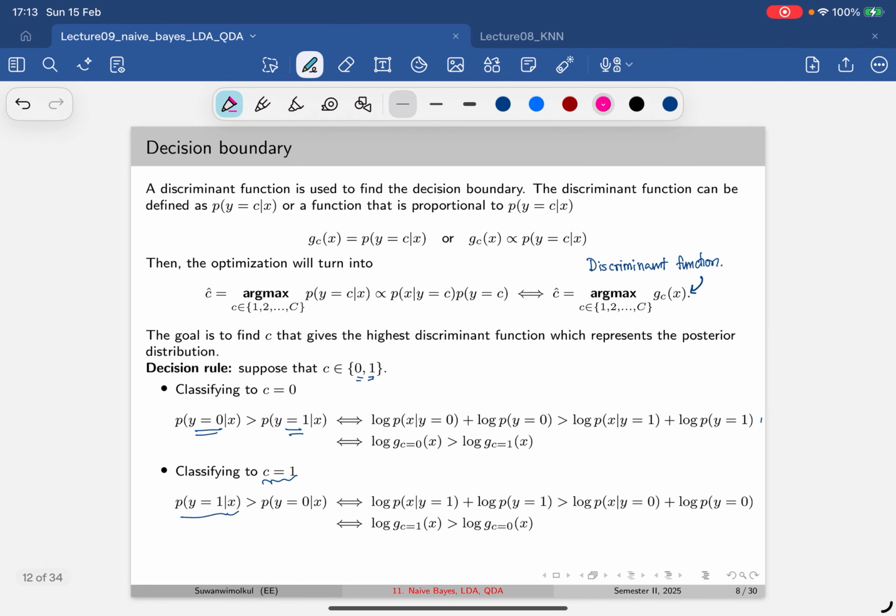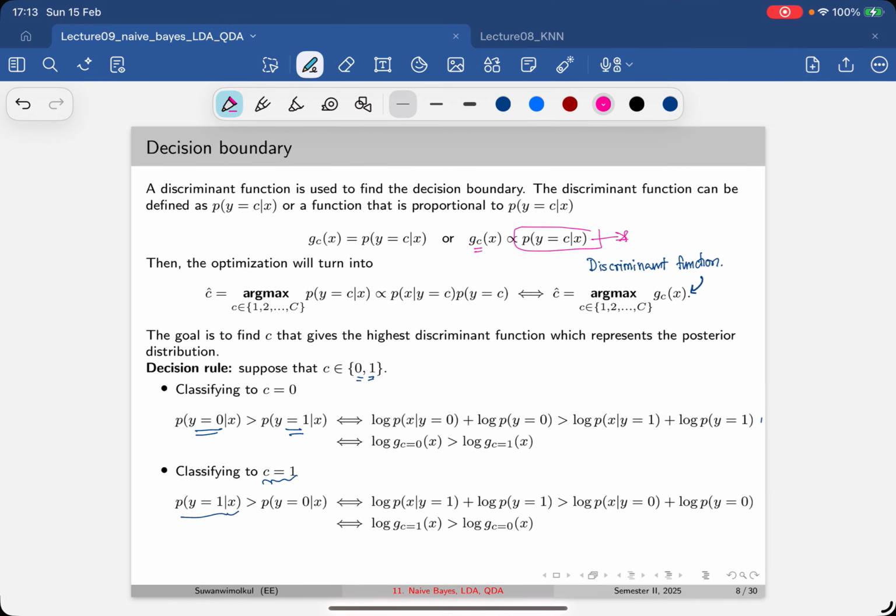So this means that if we can compute this posteriori, simply just like that, then if we have C equal to 10, we will have 10 functions of this probability of Y equal to a class given X, the posteriori. Then after that, we'll sort for the class that gives the highest probability value.